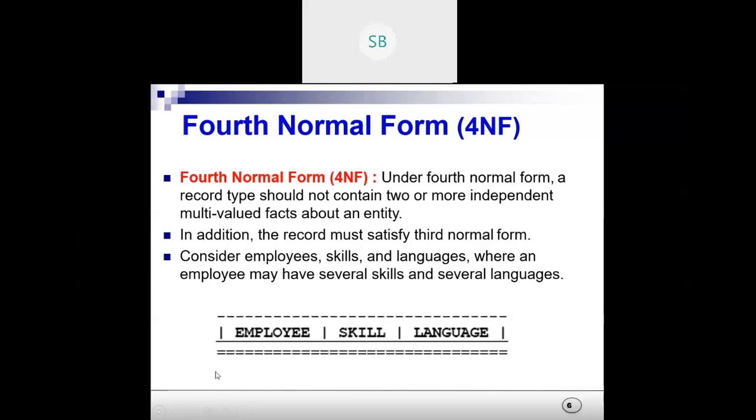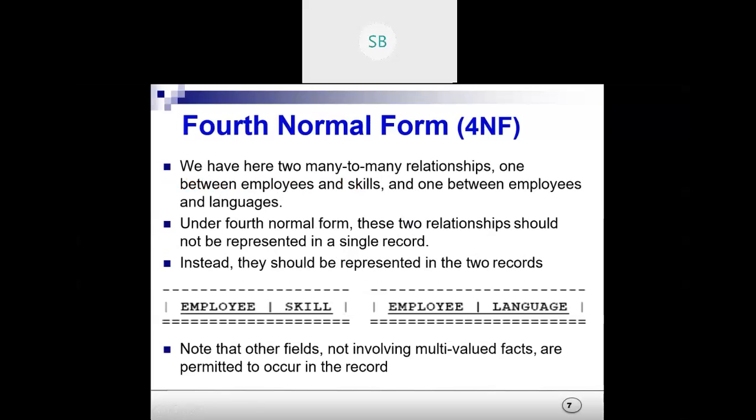So where you have the table employee, with employee skill and language: the skill of an employee can be various, different skills may be there, and an employee can also speak multiple languages. According to fourth normal form, they cannot be put together in the same table, since a record type should not contain 2 or more independent multivalued facts about an entity. We'll give you an example.